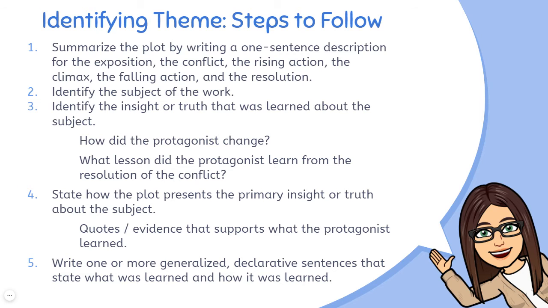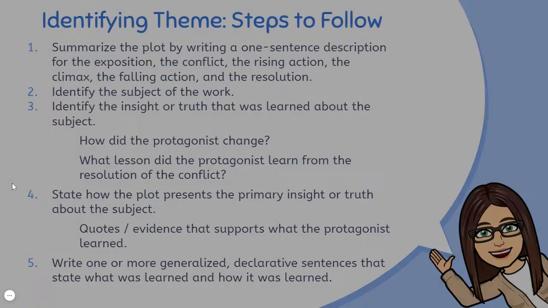Once you've done those 3 things, then step 4 is to make sure that you can show how the plot presents that insight or truth that you found about that subject or topic. And you do this by finding evidence, which is quotes, that support what the protagonist has learned. And then lastly, step 5 is put all of that together and write 1, maybe 2, but probably just 1 generalized declarative sentence that states what was learned and how it was learned. And that generalized declarative sentence is your theme.